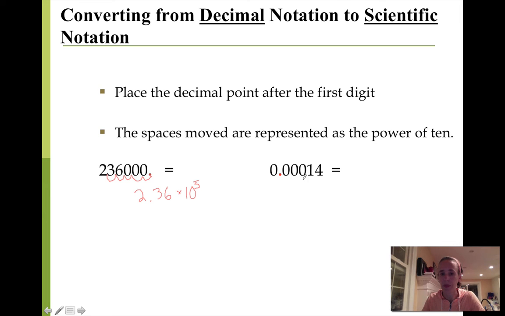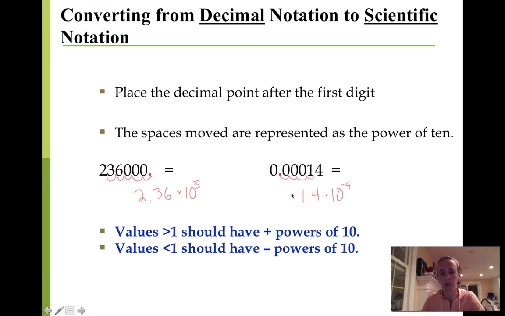Same thing here. I'm going to rewrite this as 1.4. And my power of 10 here, this is a small number, right? This is one of those in between 0 and 1 numbers. And so to move the decimal point from here to after the 1, 1, 2, 3, 4, I had to move it 4 places. And so my exponent here is going to be negative 4.